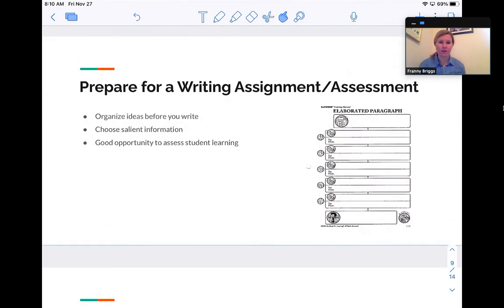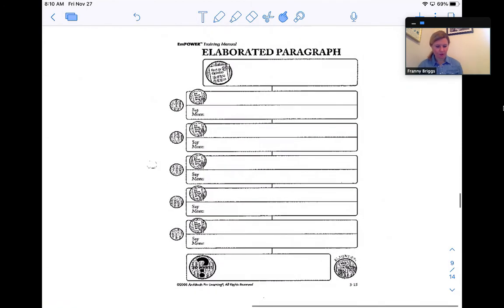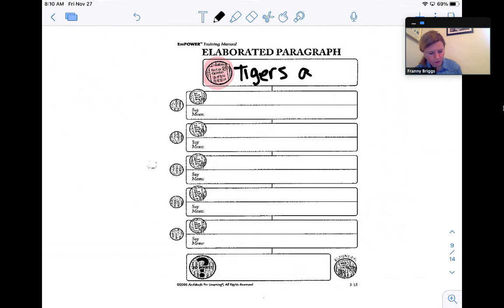Another really great way to use graphic organizers is to prepare for a writing assignment. Some of you might have seen this before. We used this years ago, but this is an elaborated paragraph graphic organizer. At the top, you have your little fact or opinion. So maybe my fact is like tigers are the best animal. And then these places are where you're going to put all your supporting sentences.